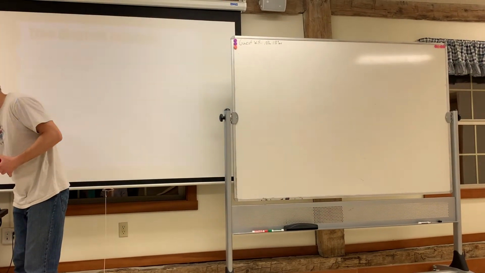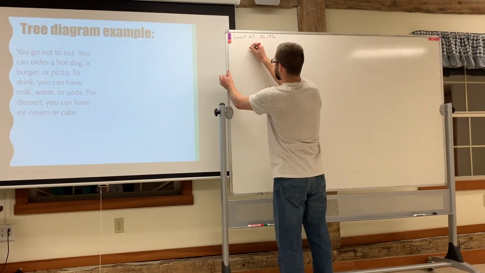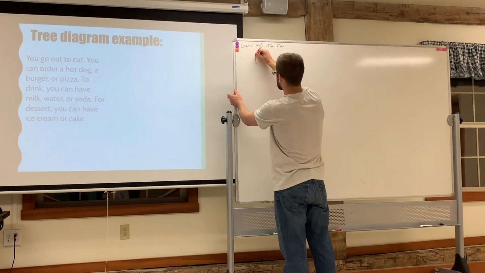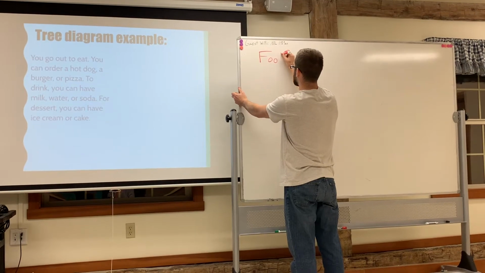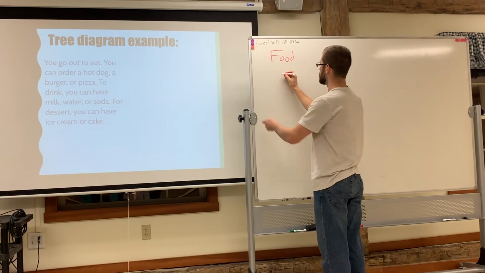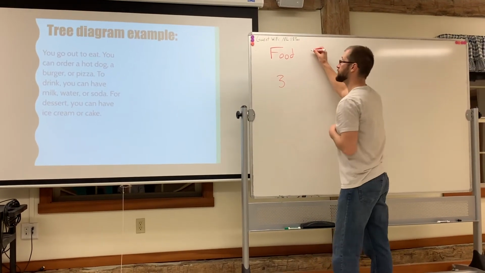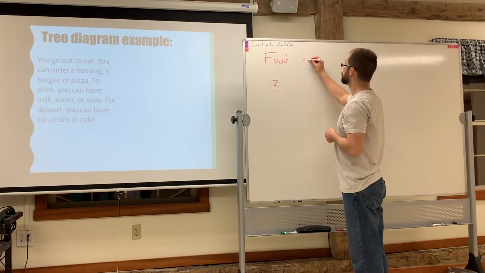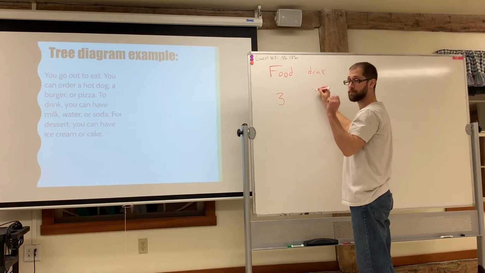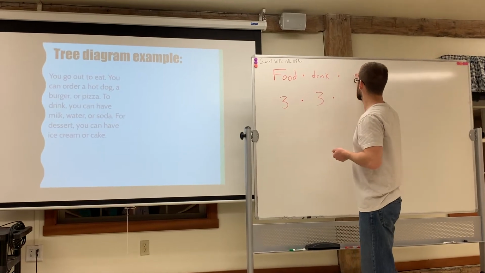Let's go back 2 slides to our food example. So food, this might make a little bit more sense in practice than looking at it with variables. Food has 1, 2, 3 possible outcomes: hot dog, burger, and pizza. Drink options, there are 3: milk, water, and soda. Food times drink times dessert.